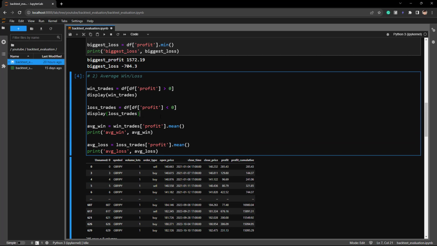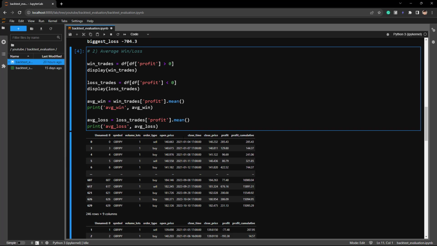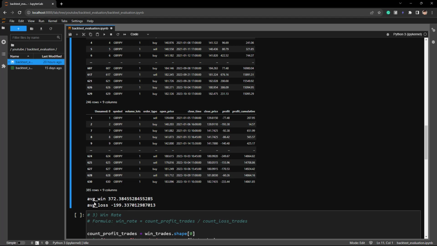To calculate the average winner and loser, we can simply take our winning data frame, take the profit column, and using the mean function, we will get the average value. The same can be applied for the average loss. We just take the loss trades, take the profit column and apply mean to that. As a result, we see that the average win was $372 and the average loss was minus 199.